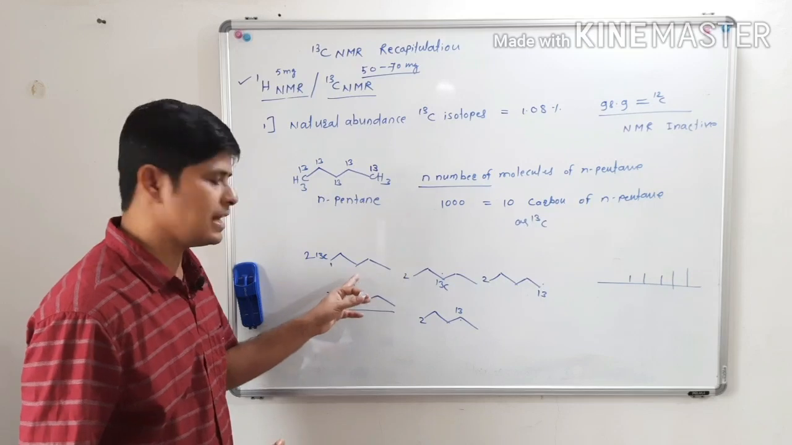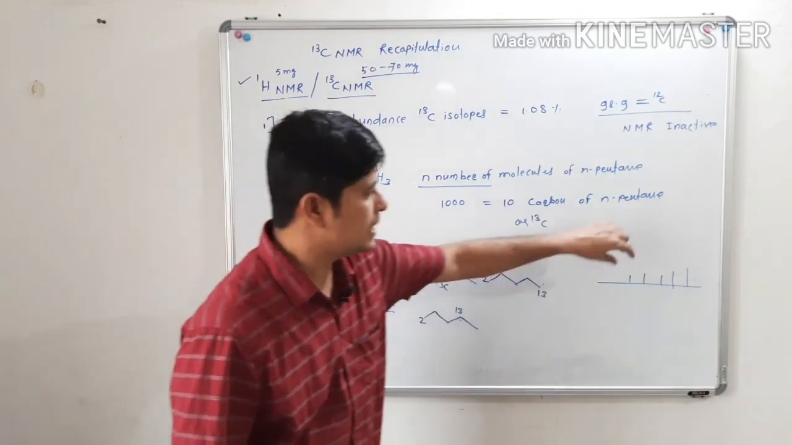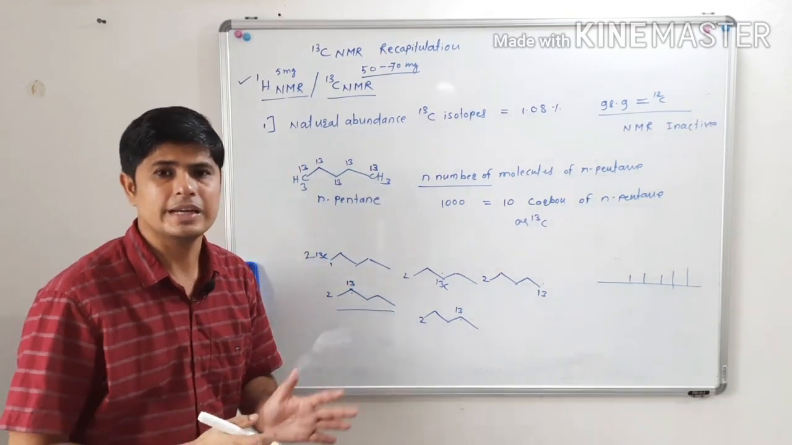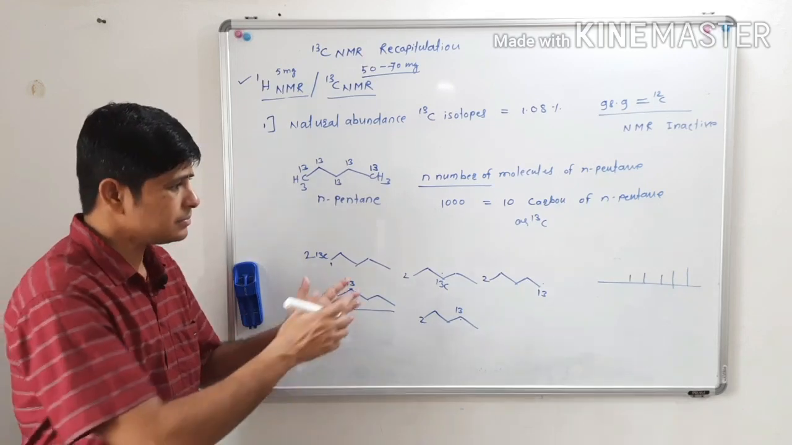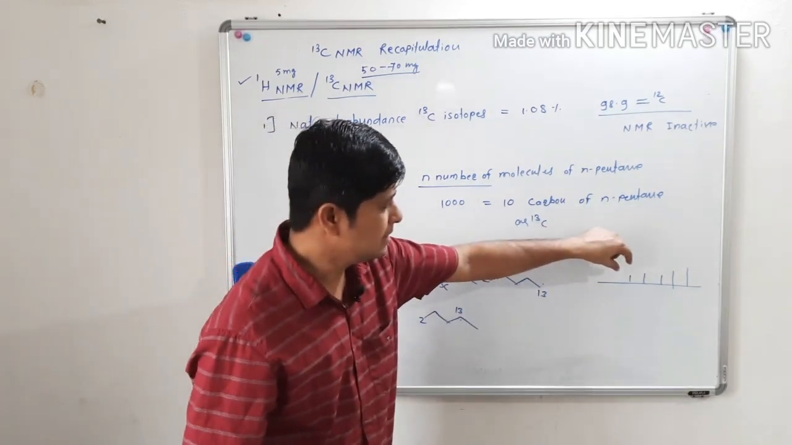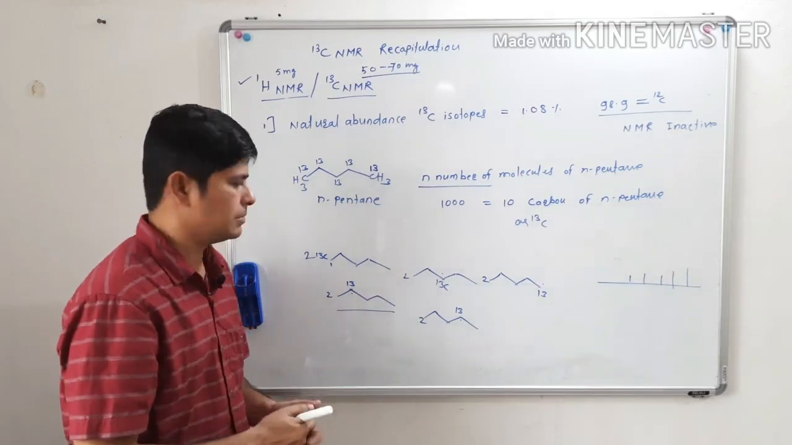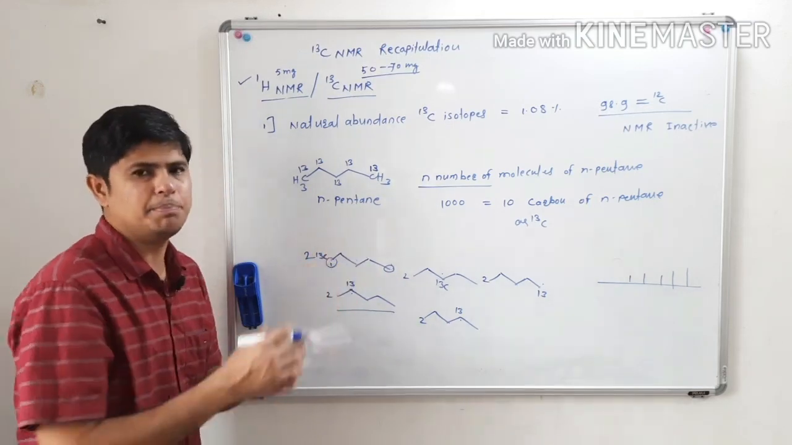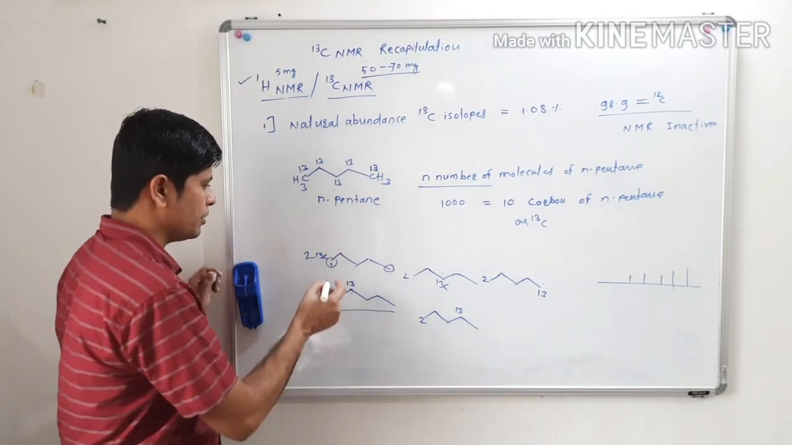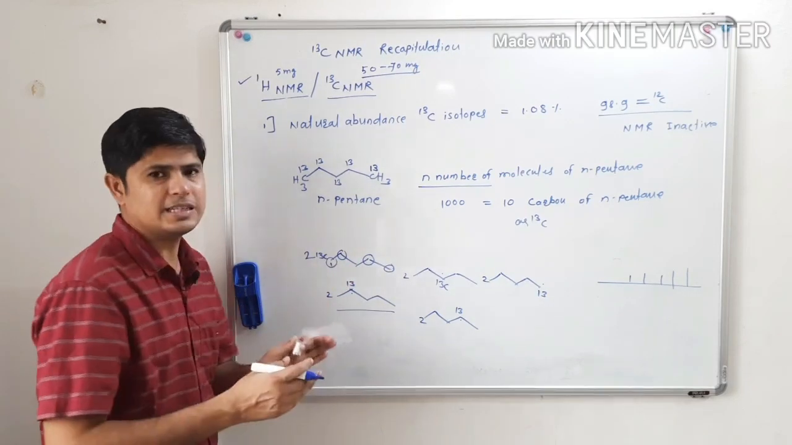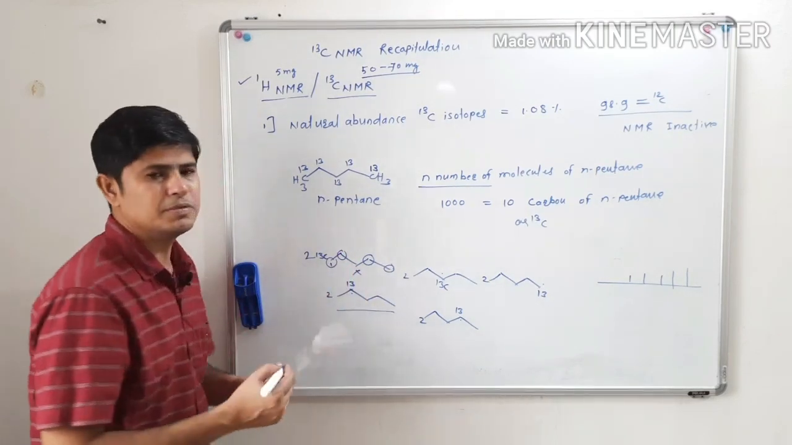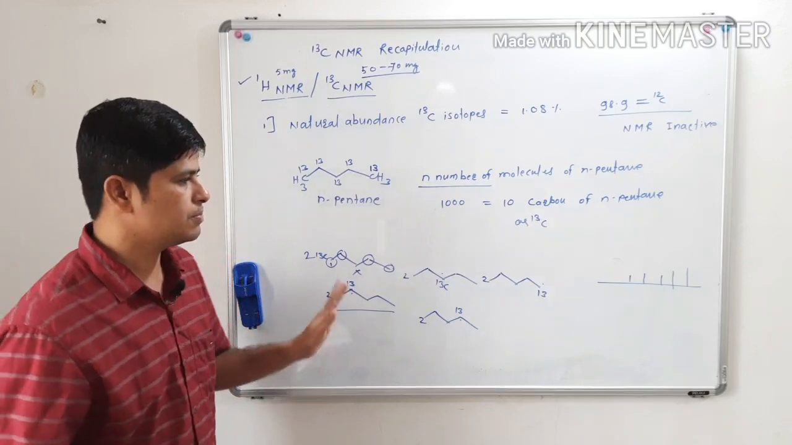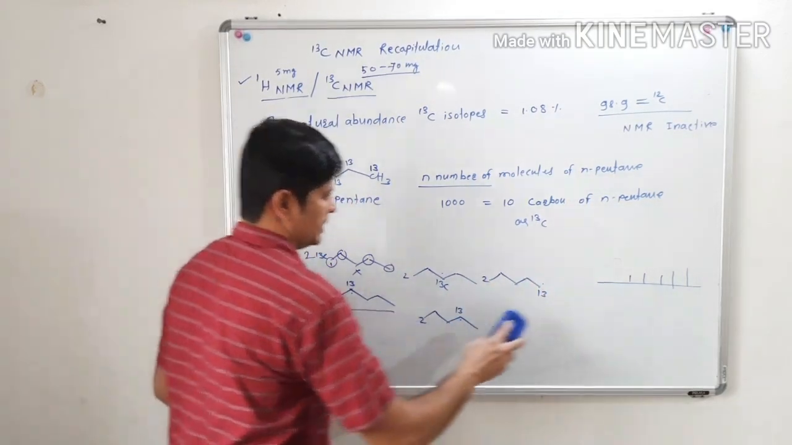Suppose there are 5 different types of carbon, then we will get 5 different types of signal. Isn't it? In that way we will get different carbon-13 peaks based on the different types of carbon atom. So this carbon atom and this carbon atom are the same, so we will get the same peak for them. These two are the same, we will get the same peak, and this one is different, so we will get a different peak. So we will get 3 different peaks for this carbon-13 NMR spectrum.